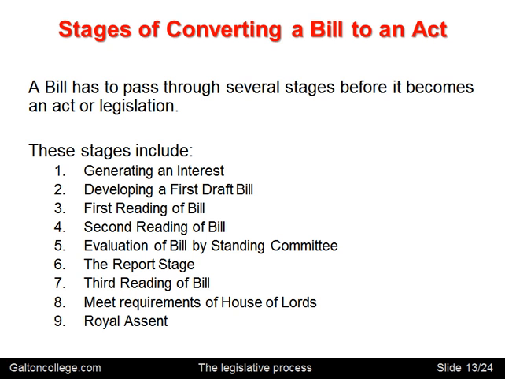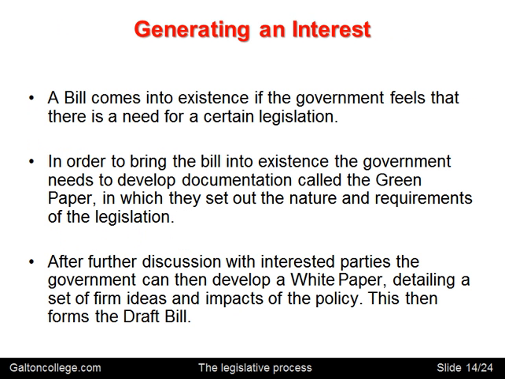Let's look at each of these very briefly. First of all, generating an interest. A bill comes into existence when the government feels that there is a need for a certain legislation. So there must be a need for the legislation, otherwise it's a pointless act. In order to bring the bill into existence, the government needs to develop documentation called the Green Paper, in which to set out the nature and requirements of the legislation. So a Green Paper is the absolute start of the law. That's where the government sets out its ideas.